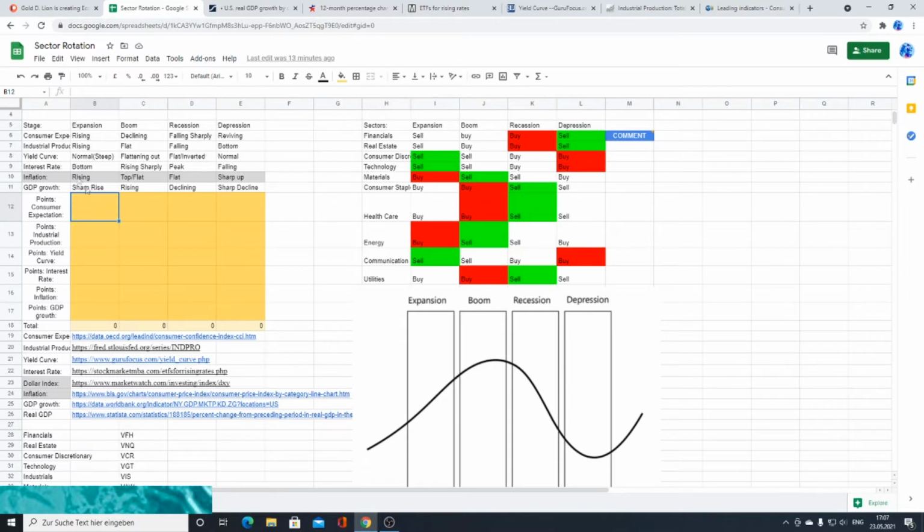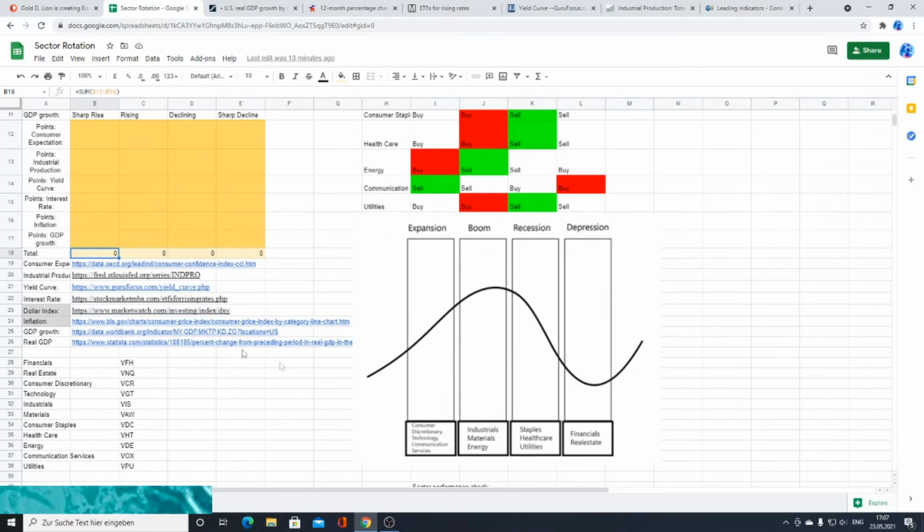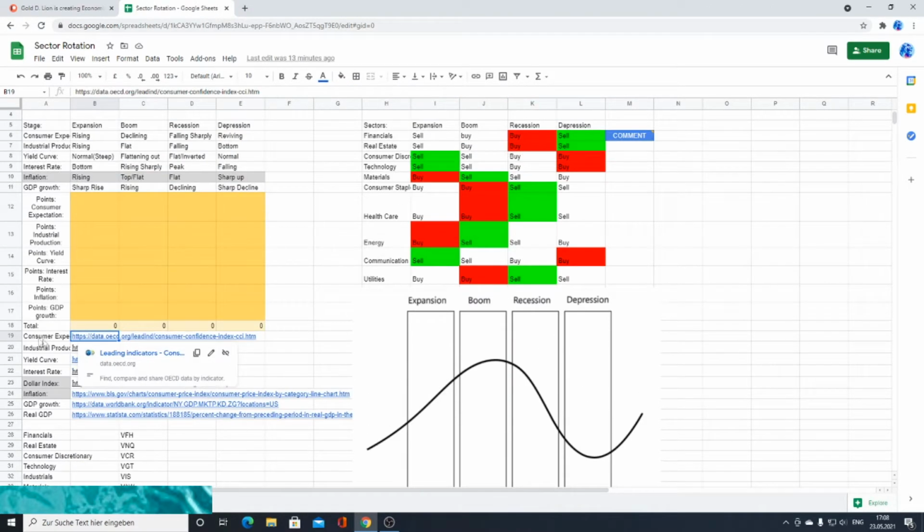So basically how this works is I have 5 or 6 different indicators like consumer expectation, industrial production, the yield curve, interest rates, inflation, and GDP, which all combined interact with each other and make up the market. So we go through each one basically, and then we can give 1 point for each of these. And based on the total that we have at the end, we can see where in the economical cycle we are. So let's start with consumer expectations.